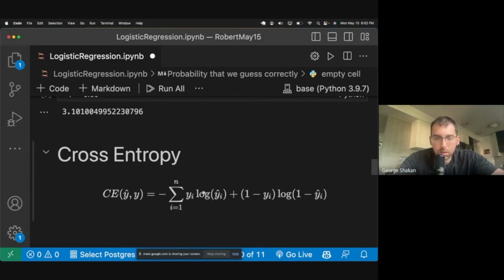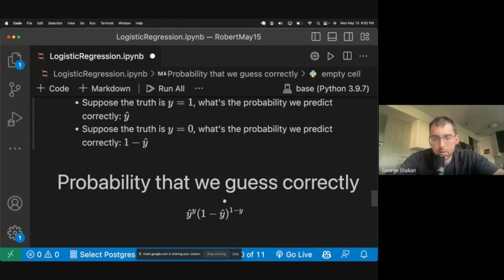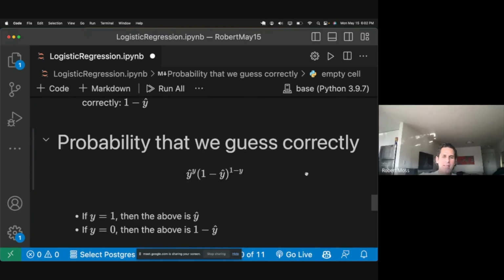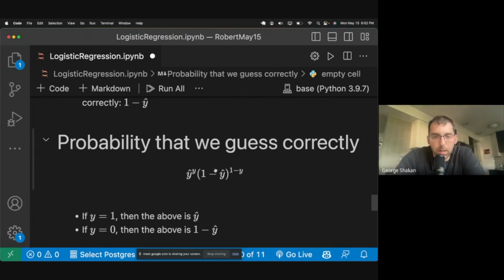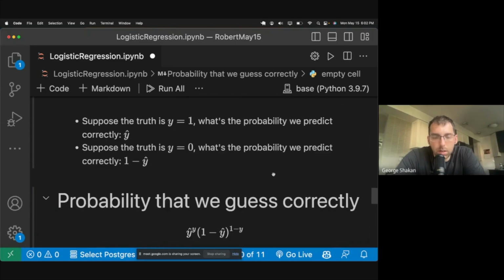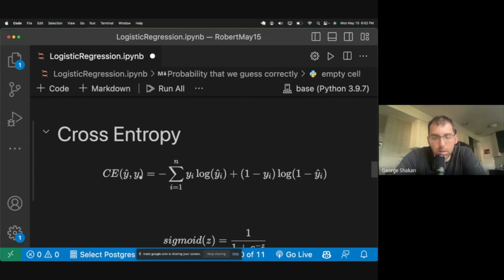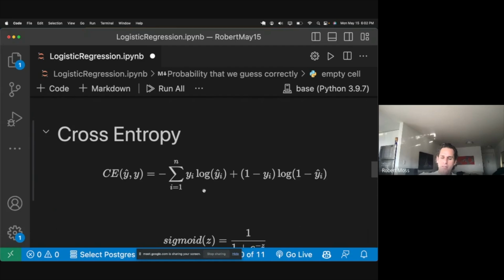Exactly, so you see that there's yi log of yi hat and all that. That's literally just taking the log of this product. That's literally what we're doing, we just take the log of this. And we're trying to maximize this product because we're trying to maximize the probability that we guess correctly. Whereas here, there's a negative sign and we usually try to minimize. So that's where the negative comes from when we swap from a maximum to a minimum.